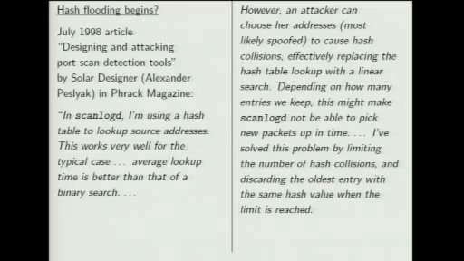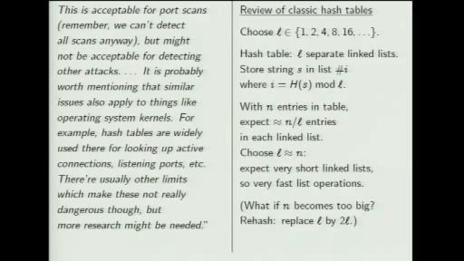This might be one of the first female attackers that we've seen. She can choose her addresses, most likely spoofed, to cause hash collisions, effectively replacing the hash table lookup with a linear search, depending on how many entries are in your table. That's the position of the linked list that stores your string. If you've got, say, n entries in your table, and there are L different linked lists, then your average linked list is going to have n over L entries.